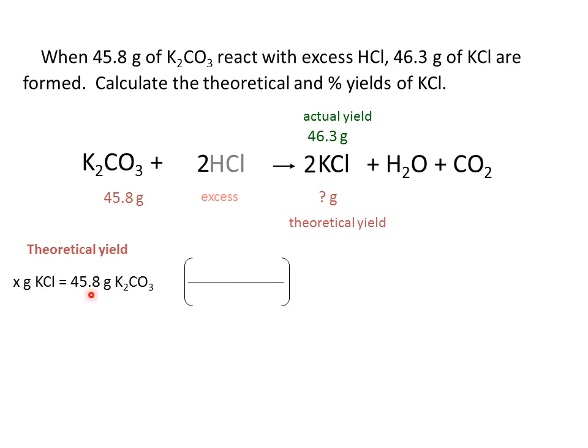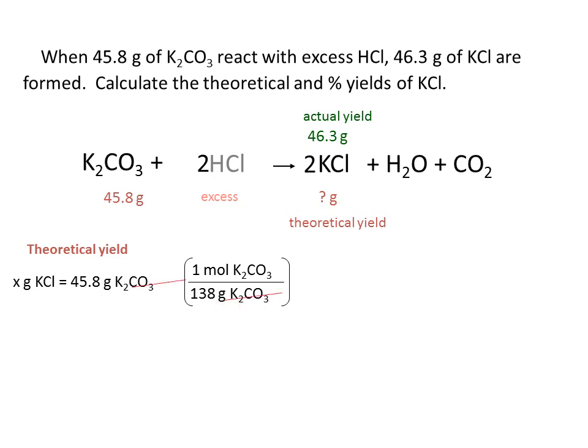Because we have grams of potassium carbonate, we need to convert that to moles. So I will have to calculate the molar mass of potassium carbonate. I have two potassiums, each that weigh 39 grams per mole. I have one carbon that weighs 12 grams per mole, and I have three oxygens, each that weigh 16 grams per mole. Adding this all up, I find the molar mass of potassium carbonate is 138 grams per 1 mole. The grams of potassium carbonate cancel.